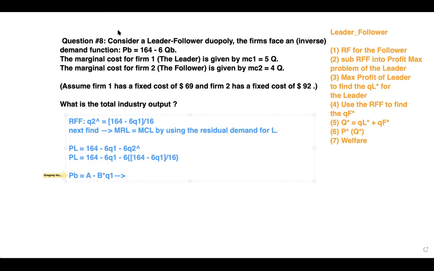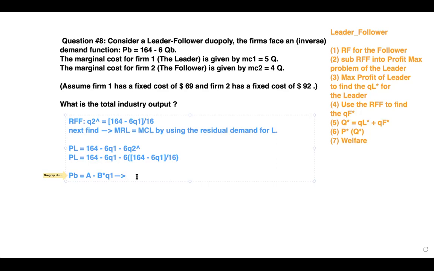Okay, so Stephen, how's it going? Did you do your simplification? Yes. So what did you get? You want to tell us? I got 153.75 minus 5.625 Q1.